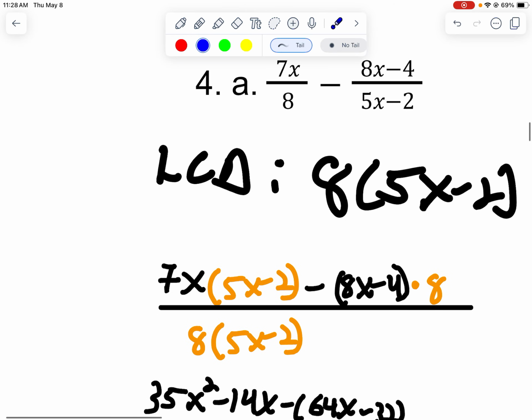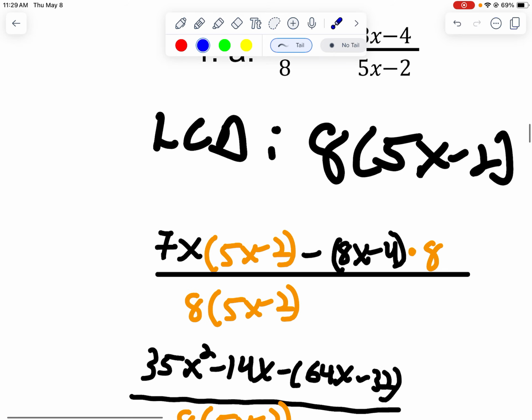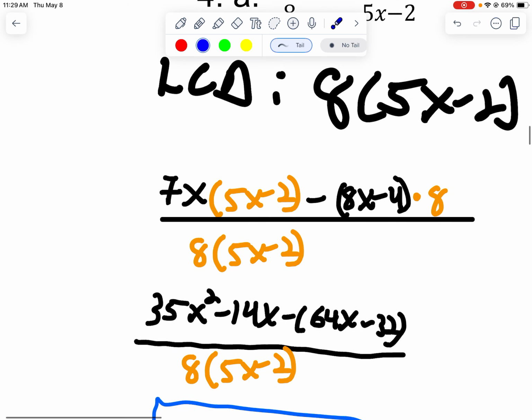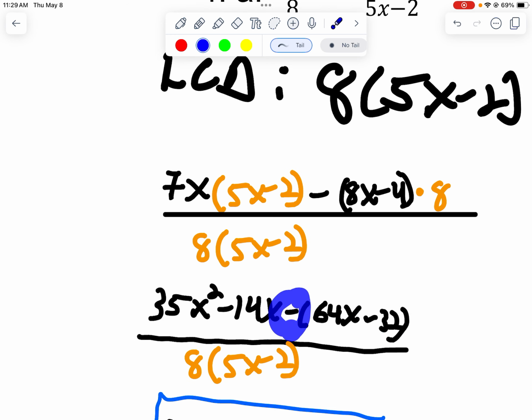And now it's just a process of simplifying. So 7x times 5x gave me the 35x squared. 7x times a negative 2 is negative 14x. 8 times 8x is 64x. And 8 times negative 4 is negative 32. And the bottom comes along. This is just simplifying. Be careful of that negative sign.